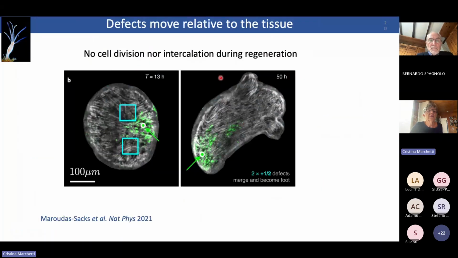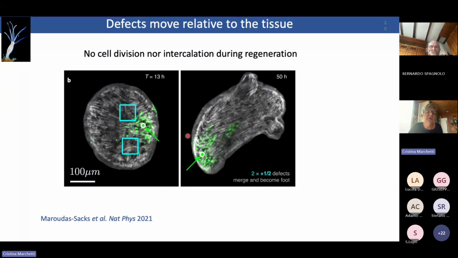Another important observation is that as the hydra is regenerating, there is essentially no cell division nor cell intercalations. That is, the structure of the actin fibers, which you could think of as muscle fibers, changes, but cells do not change neighbors. They don't change location relative to each other.